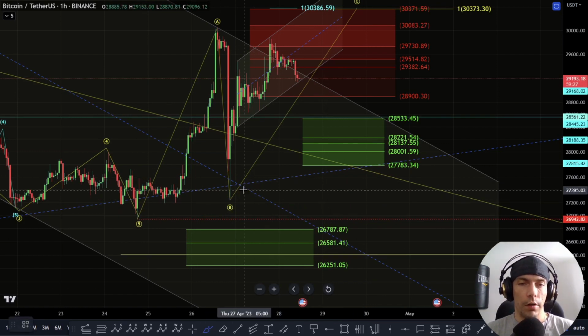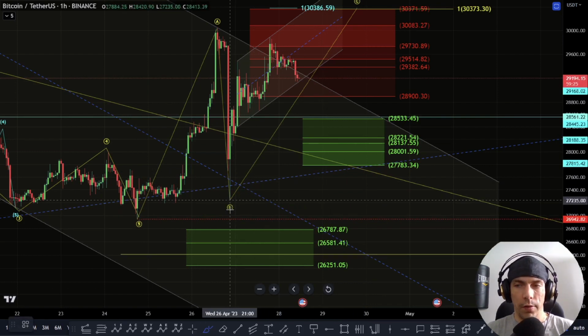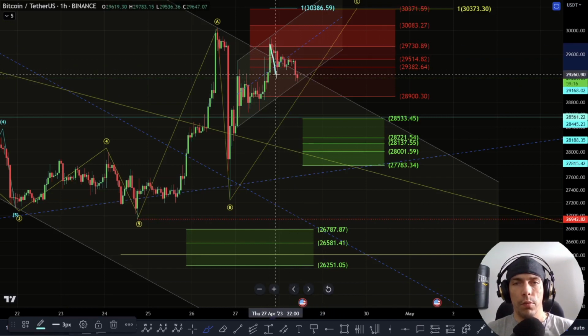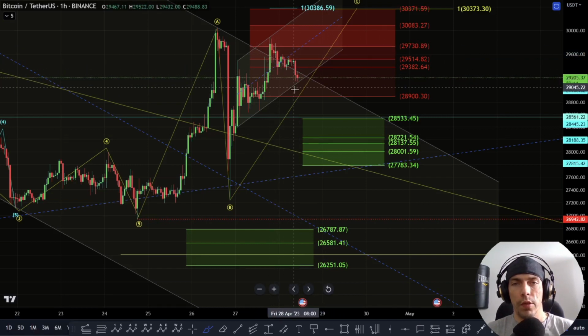If we do break down like this, I would also be looking out for the potential of a double bottom here, towards this 27,235. So we just got to be a little bit patient. We don't really have much to go off at the moment. This just looks like a corrective move, but these can always develop into bigger structures as time goes on.